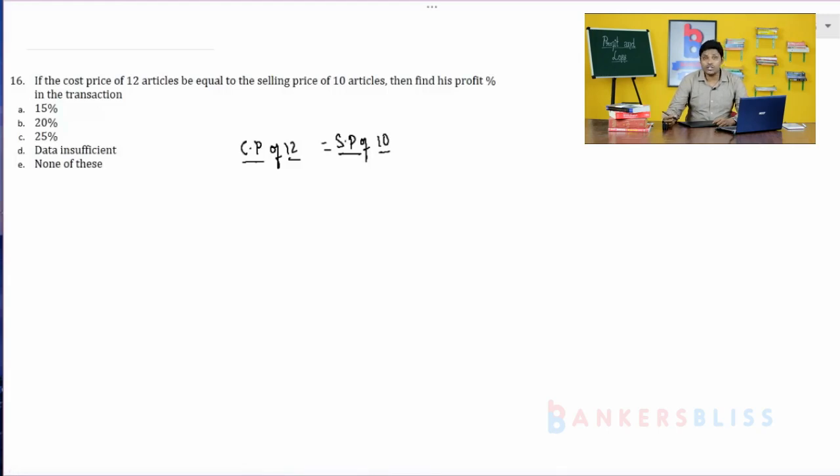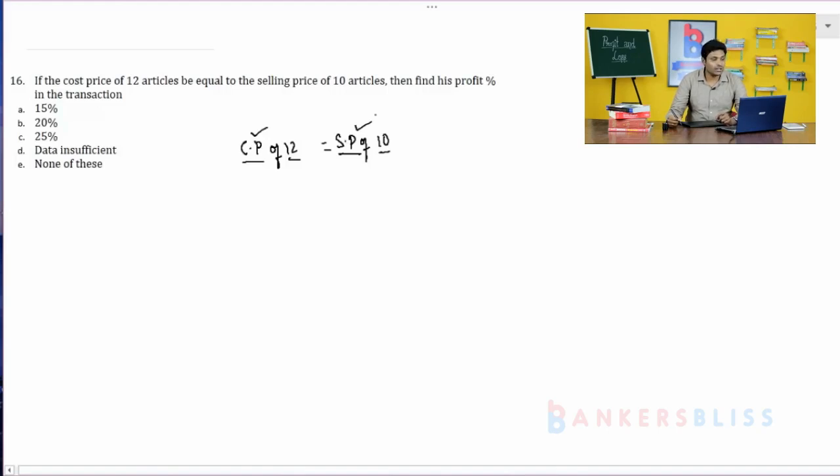Okay, if they are going to give you the cost price in both the cases, yes, definitely it is very easy for you to solve. But they have given cost price of 12 articles is equal to selling price of 10 articles. The number of units of articles are different, and the cost price and selling price are also different. In these type of situations, directly I will tell you the shortcut. Okay, no need to go for the concept level.